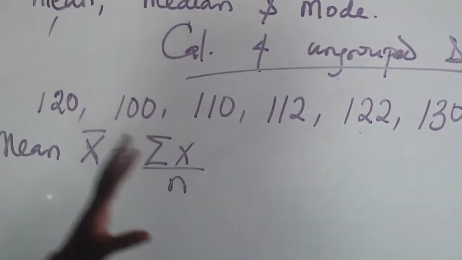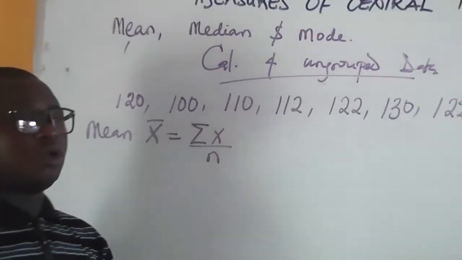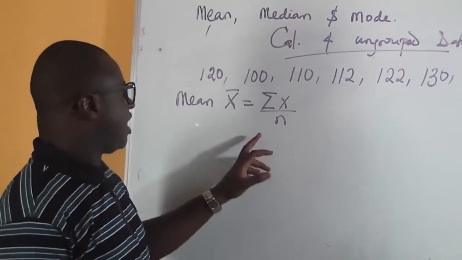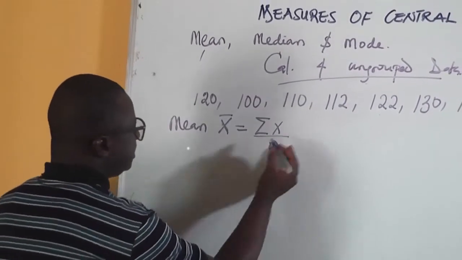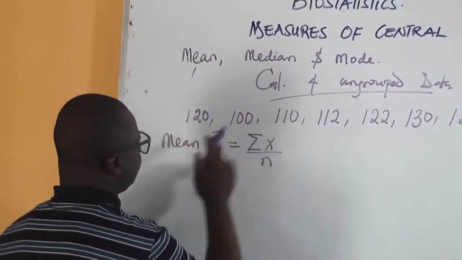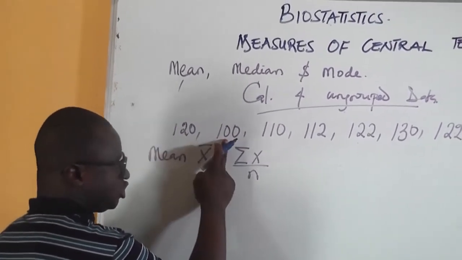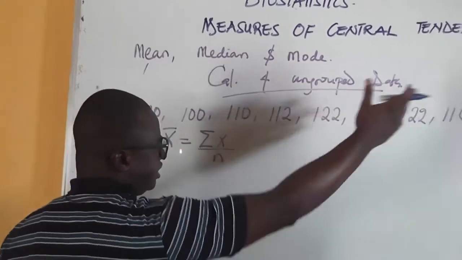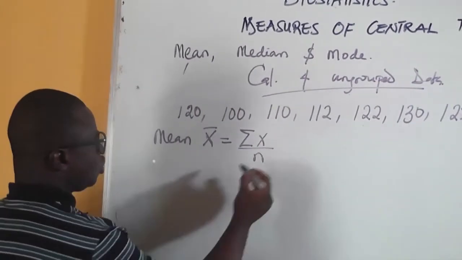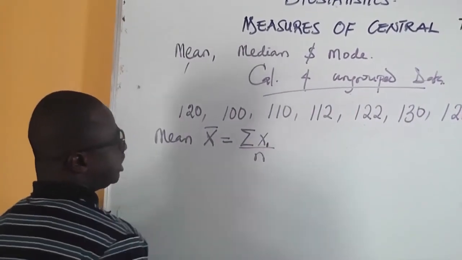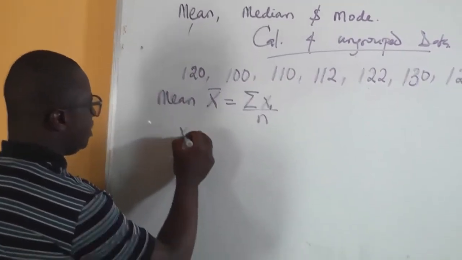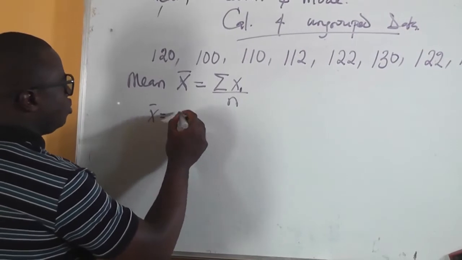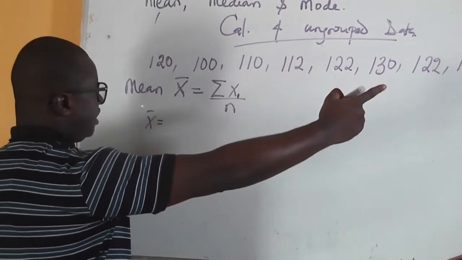Please remember, we're looking at ungrouped data because when we get to grouped data, we also have a formula for mean. Alright? Now, so what does it mean? This X symbolizes all these numbers. So this is like X1, X2, X3, X4, and the rest of them to infinity. So even if I just write X1 here, it means I'm adding all the values together. So mean is equal to summation, which means I'm adding everything together, right?